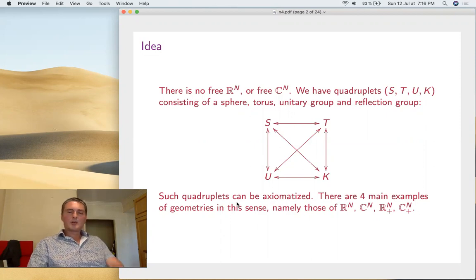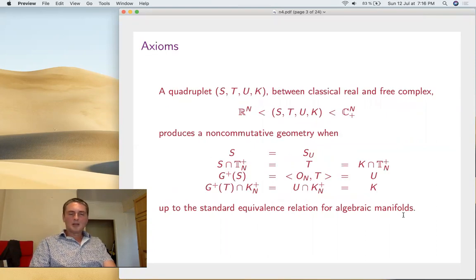And we have 4 main examples. And from now on, we can use the symbols Rn plus, Cn plus. These things don't exist, but the quadruplets exist. So these things exist as non-commutative geometries. We'll just denote it like this with a plus. What are the axioms? Let's recall also this. So we take quadruplets between classical real, which is the smallest somehow, and free complex, which is the biggest. And then we need 12 correspondences between these things. And actually, things finally reduce to 7 correspondences. You see, I have 7 equality signs over here. And this, let's remind quickly what these are about.